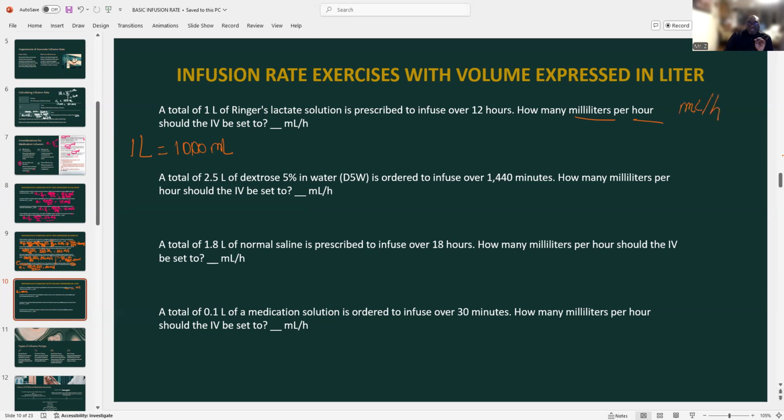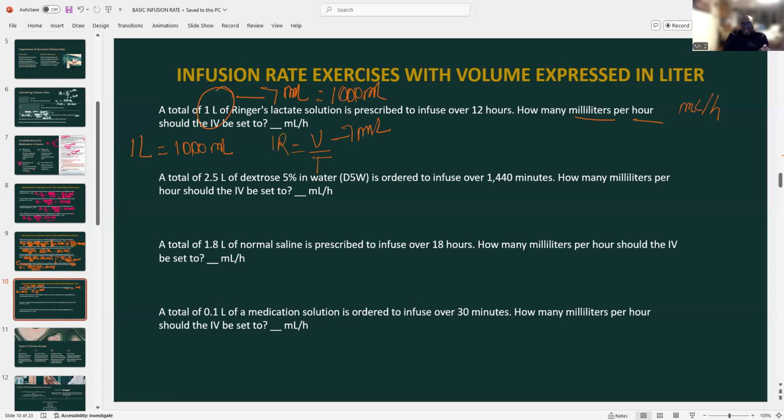All right. We talk about this infusion rate, volume over time. But we say this volume must be in milliliter. When you look here, the volume is not in milliliter, so we need to convert this to milliliter. So 1 liter, to go from liter to milliliter, you multiply by 1,000. So 1 liter equals 1,000 milliliter.